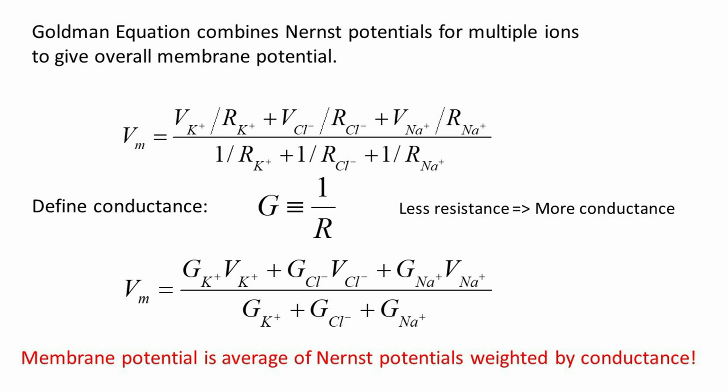Each ion's Nernst potential and resistance contributes to the overall membrane potential. The greater the Nernst potential and the smaller the resistance for a given ion, the larger that ion's contribution is to the overall membrane potential. By defining conductance G as the inverse of R, we see that the membrane potential is just the average of the Nernst potentials, but an average that's weighted by the conductance.